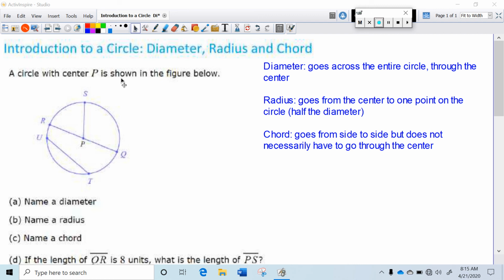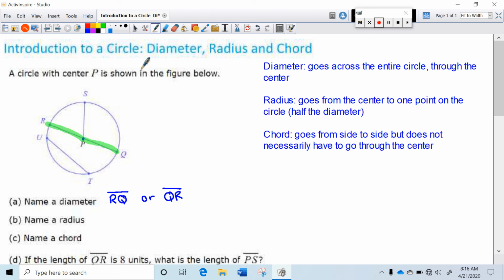So a diameter goes through the center from one side to the other. So from one side to the other, going through the center, that would be RQ. So you name that as RQ, or you could put QR and then the line segment over it. Okay, so diameter, you could switch those letters up. It's one or the other answer. The radius, it does matter how you answer.